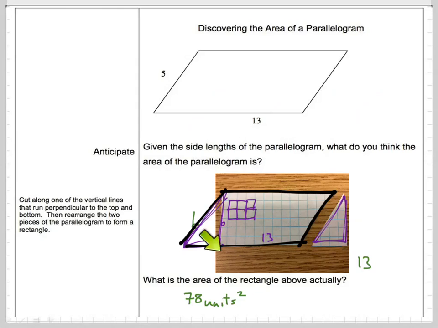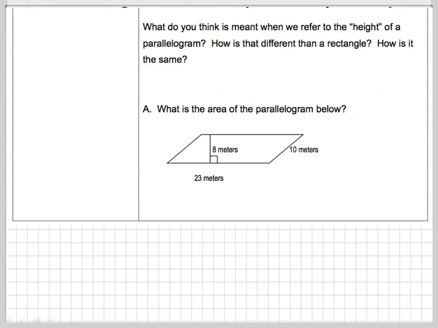The height, though, is in a different spot. It's kind of inside of the shape, which we have to get used to seeing. But note that the height still is perpendicular to the base, exactly like the rectangle. So when we go to this question right here, let's see, what does it say? It says, what do you think is meant by when we refer to the height of a parallelogram, and how is that different from a rectangle, and how is it the same?